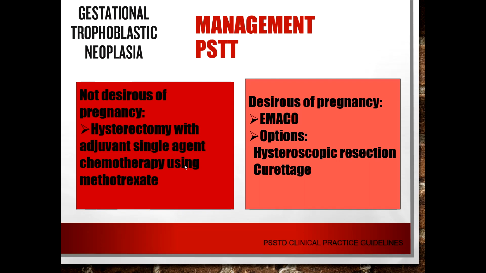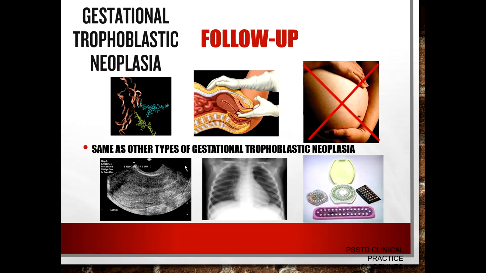Metastatic PSTT can be unpredictable, aggressive, and difficult to treat even with extensive multimodal therapy. It is treated aggressively with multi-drug EMACO. All patients with PSTT would require lifelong follow-up with serum beta-HCG. So again, follow-up is the same as the other types of gestational trophoblastic neoplasia.